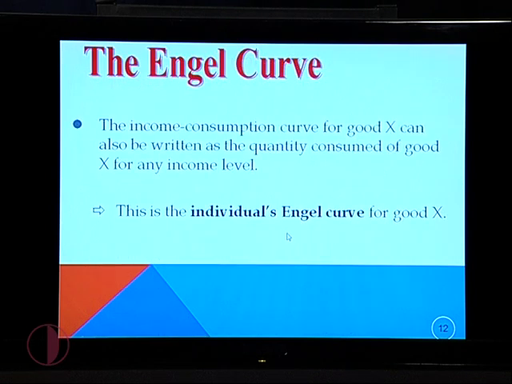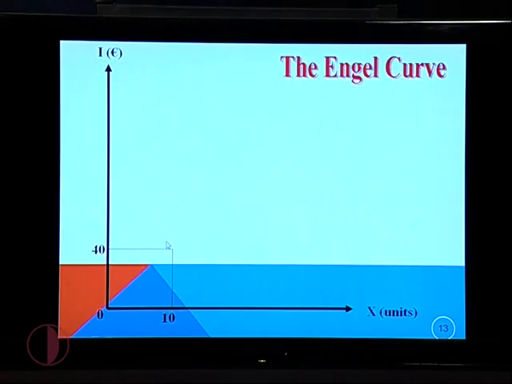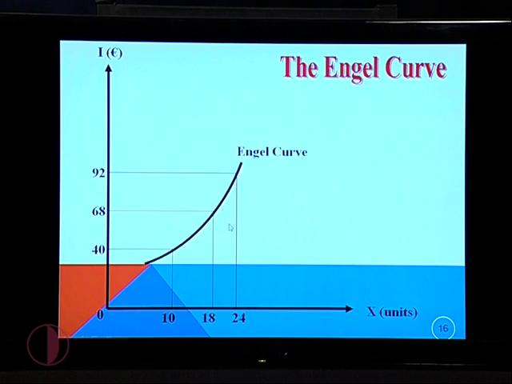The Engel curve, when we are looking at the income consumption curve for the good X, can also be written as the quantity consumed of good X for any income level. This is the individual Engel curve for good X. This is the Engel curve for the first combination of X and the income, the second level for X and the income, and the third level, as we have exercised in the former budget and utility curves. And when we intersect them, you see the Engel curve is realized here.